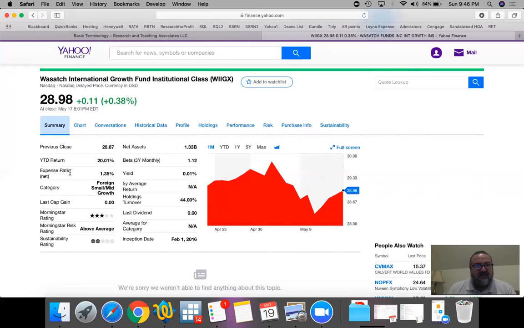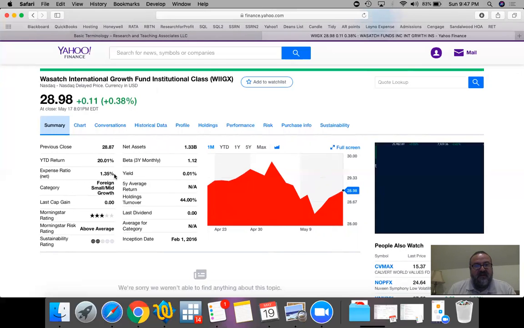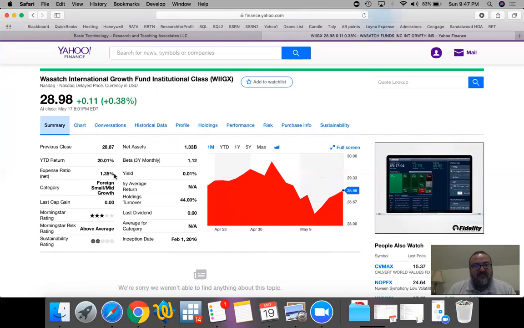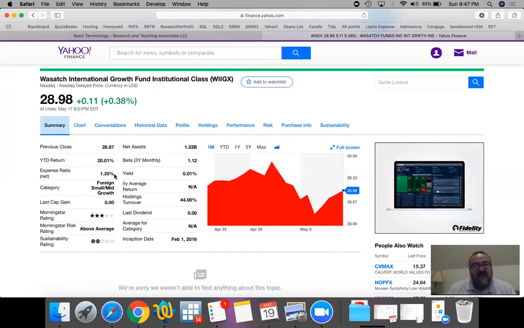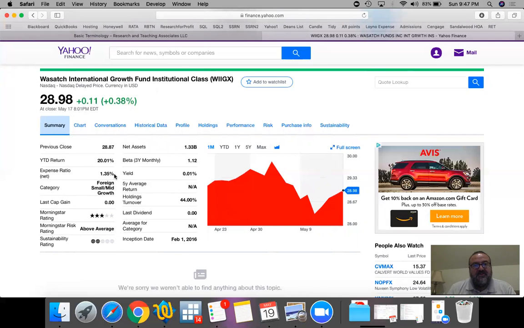So you see this expense ratio right here. It says 1.35%. That is usually referred to as the management fee. And whether the market goes up or down, or the mutual fund goes up or down, it doesn't matter. The mutual fund will charge the 1.35% expense ratio. So these are simple portfolios that are traded through the institutions themselves.